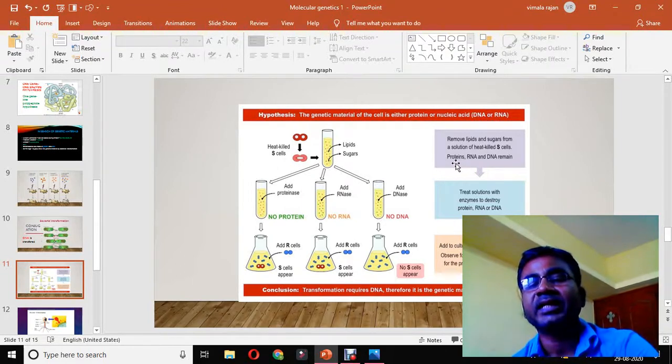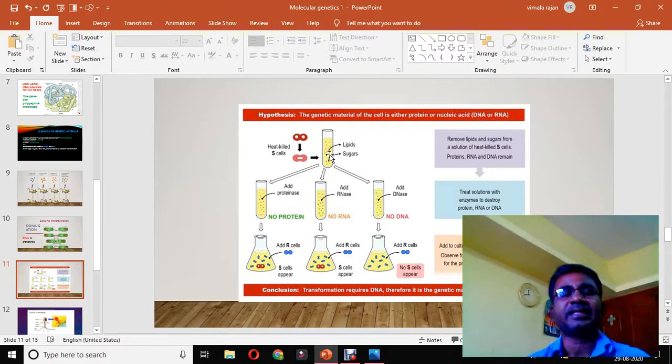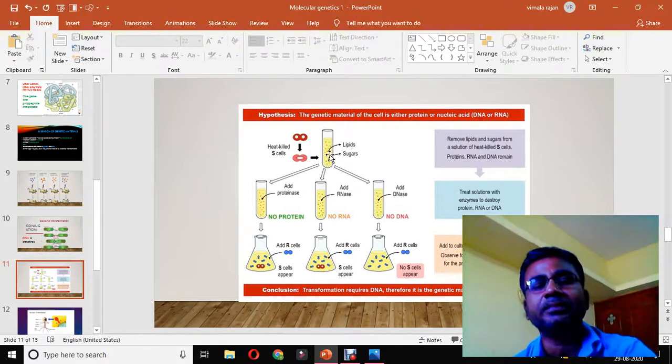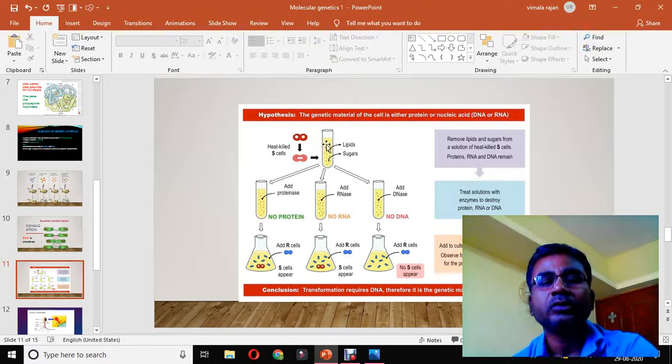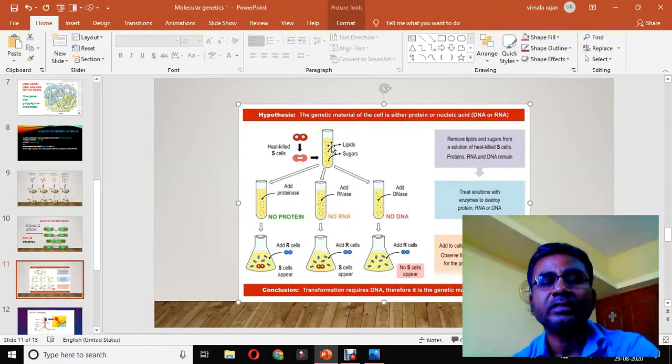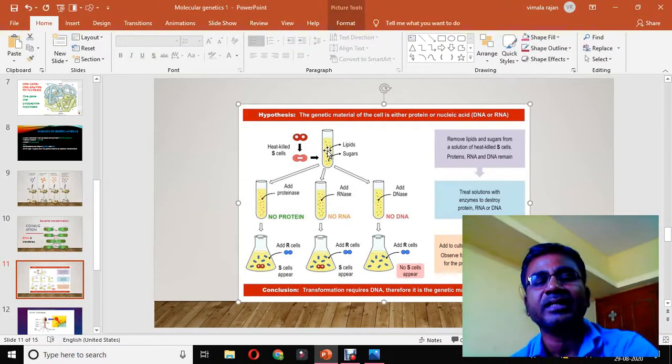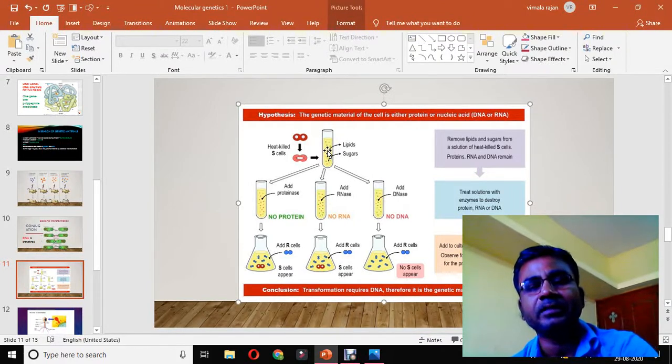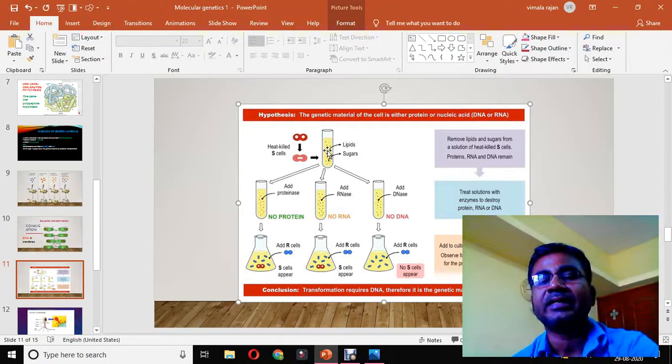Look at that: proteins, RNA and DNA, lipids, sugars, everything will be there. What does the bacteria contain? Bacteria contains proteins, RNA, DNA, lipids, sugar, everything. So what is there in the first test tube? The test tube contains the extract of heat killed S strain of bacteria. So the bacteria contains lipids, sugars, proteins, RNA, DNA, everything is there. But what all is taken out?